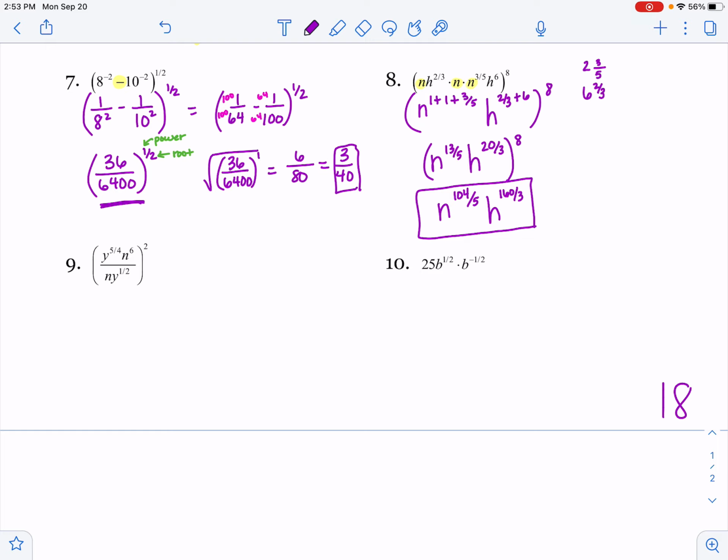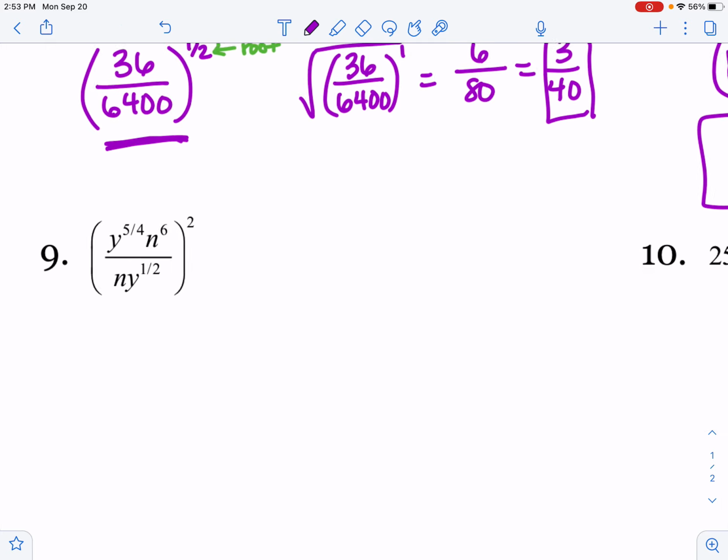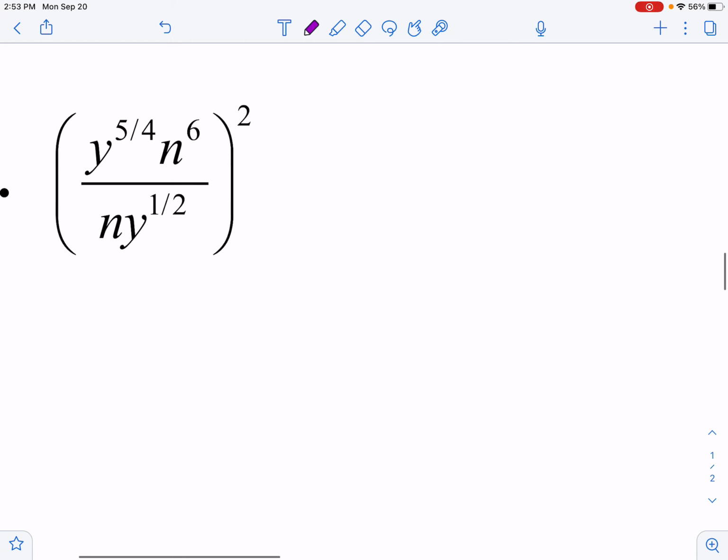So in number 9, I simplified within the parenthesis for number 8, so I'm actually going to distribute the square first for number 9. So when I do that, remember it goes to everything, all 4 parts, the 2 y's and the 2 n's. So power to a power you multiply. 5/4 times 2 is 10/4, or 5/2.